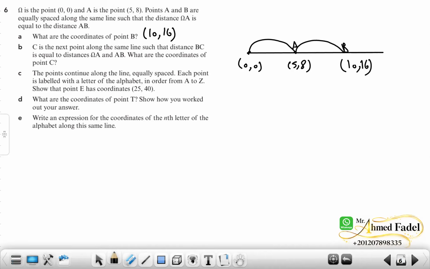C is the next point along the same line such that distance BC is equal to distance omega A and AB. What are the coordinates of point C? The same thing exactly. They're requesting point C. So I'm going to add here the 5 to the x. So it is going to be 15. Add 8 here to the 16, it is going to become 24. So 15, 24.